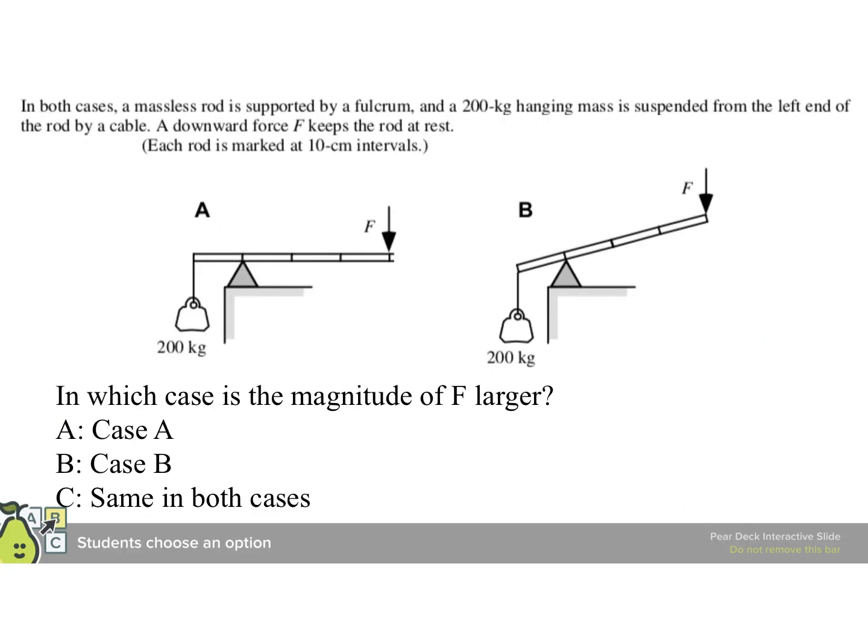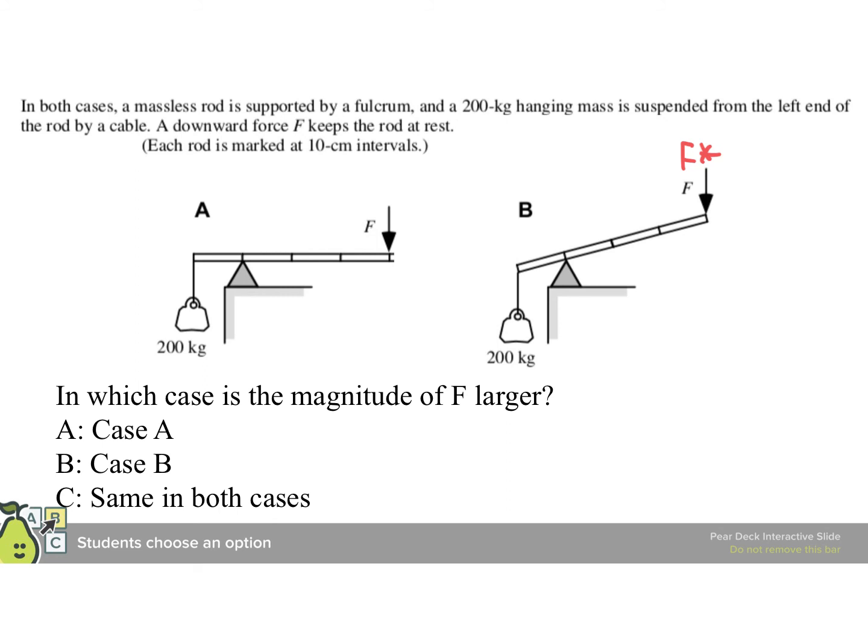In both cases shown, a massless rod is supported by a fulcrum, and a 200-gram hanging mass is suspended from the left end of the rod by some cable. A downward force F keeps the rods at rest. Each rod here is measured at 10 centimeter intervals. In which case is the magnitude of F larger? Just for completeness, because I don't like them using the same symbol, I'm going to call this F star, just so we can talk about it.